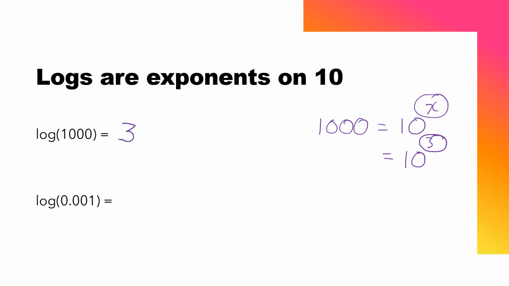For the log of 0.001, well, instead of being 1,000, that's 1/1000th. So 0.001 is equal to 10 to the x, and we're trying to find out what that x is. What exponent do we put on 10 to give us back 1/1000th? Well, that's going to be -3. 10 to the -3 is 1/1000th. So the log of 0.001 is equal to -3.